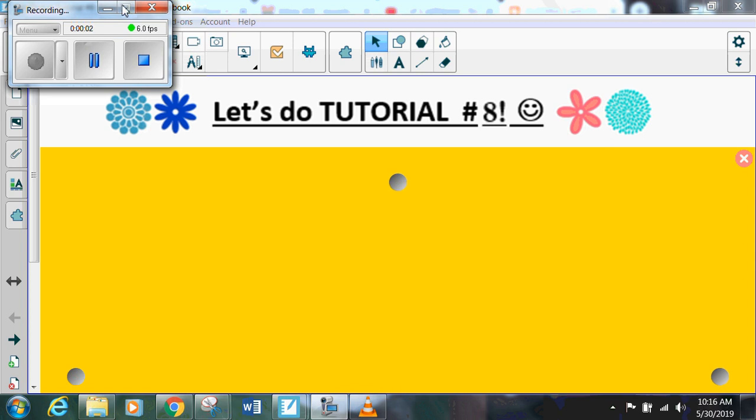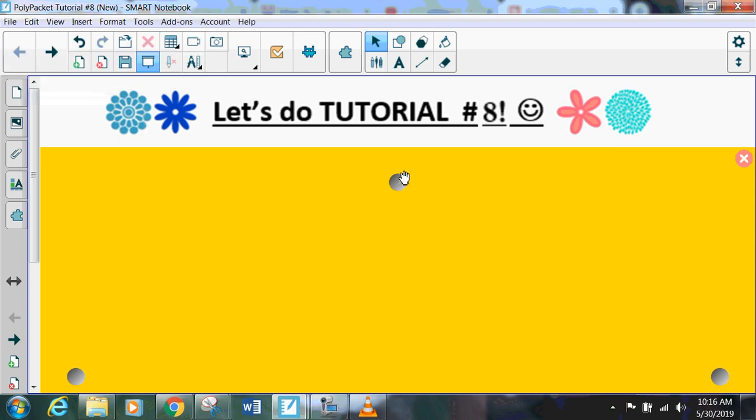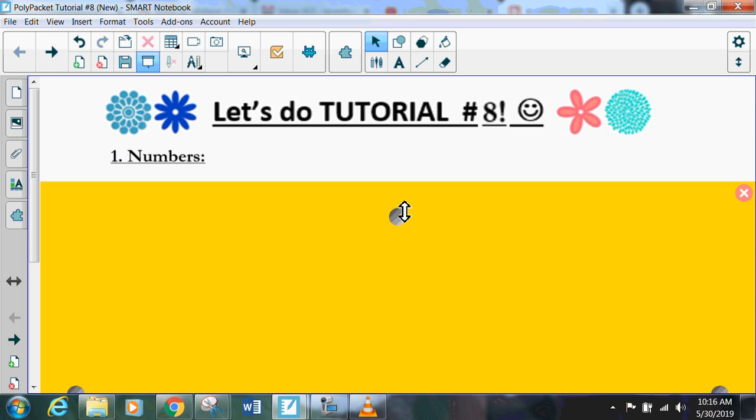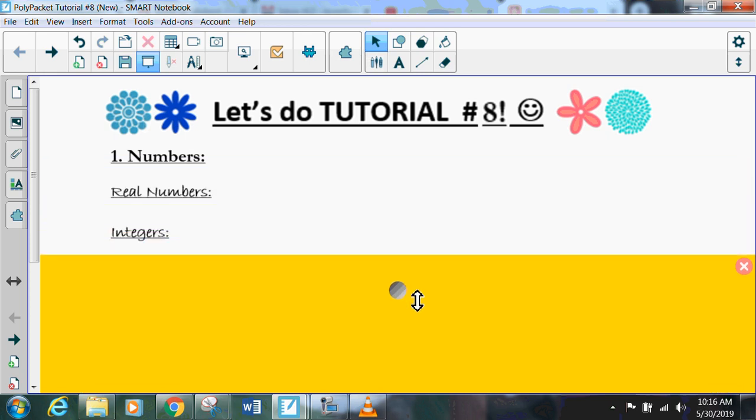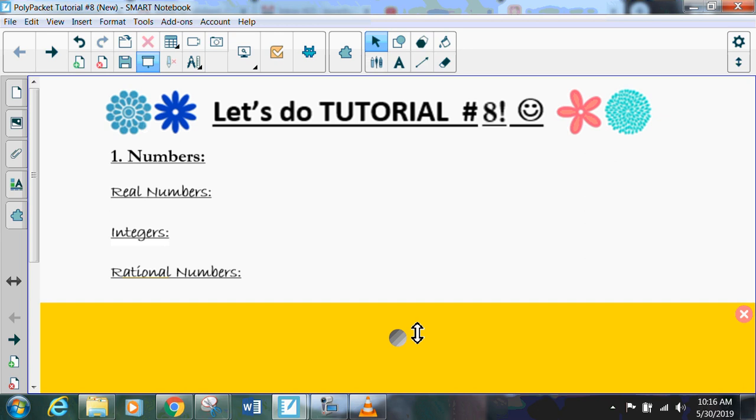Okay, let's do tutorial number 8. So we're going to go down memory lane and remind ourselves about the different types of numbers that we've been working with and will continue to work with.